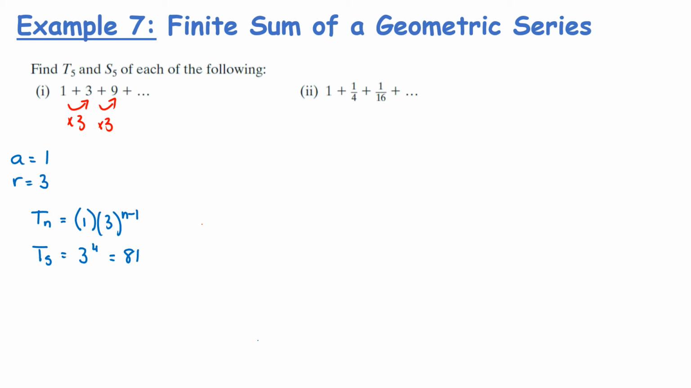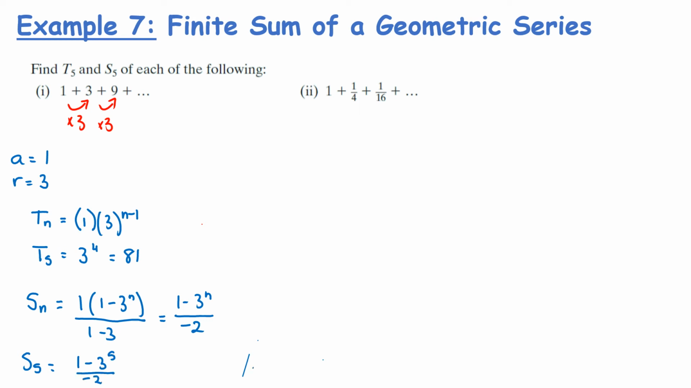Then it wants us to find the sum of the first 5 terms, so S5. Again, I'm going to use my formula. The formula is a(1 minus r to the power of n) over 1 minus r. Sorry, I'm actually going to do Sn and then I'll do S5. So Sn first: (1 minus 3 to the power of n) all over 1 minus 3. Now that can be cleaned up as 1 minus 3 to the power of n, it's multiplied by 1, which doesn't matter, all over minus 2. So then coming along to do S5, we get 1 minus 3 to the power of 5 divided by minus 2. And that gives us 121.